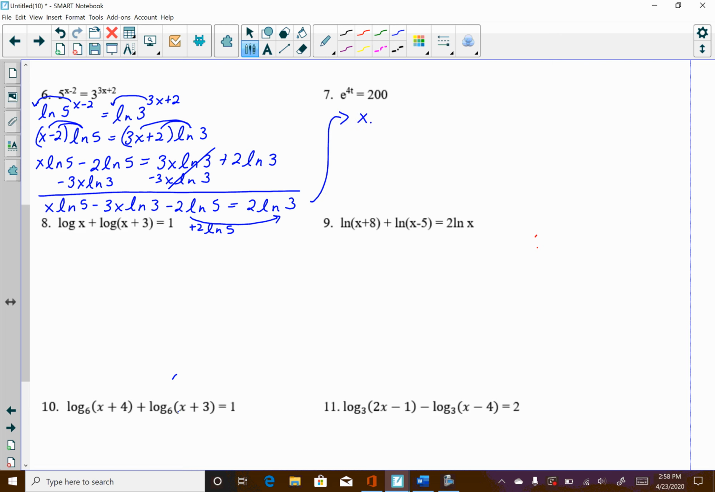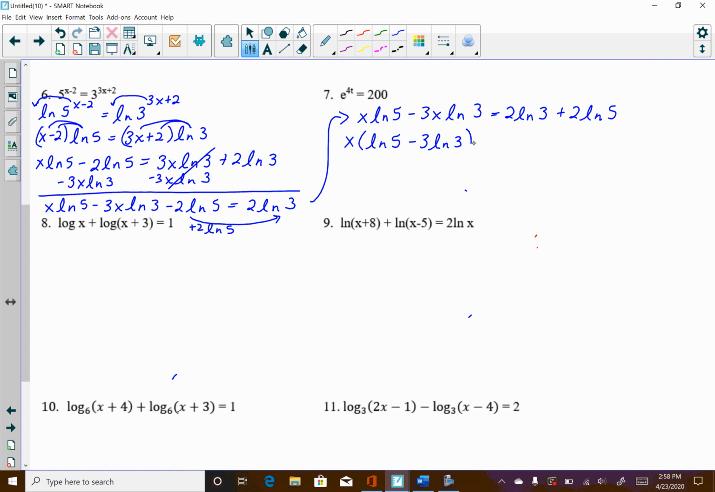So I have my x natural log of 5 equals, you already had the 2 natural log of 3, and then you added a 2 natural log of 5 to it. In any order over there that you want to have that in is fine. Now from here on the left-hand side, you notice that both of these terms have an x in common. You're trying to solve for x. Pull that x out, factor it out. Write what you have left over. So natural log of 5 minus 3 natural log of 3.